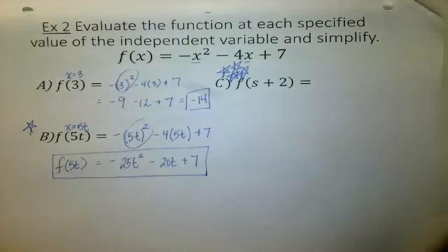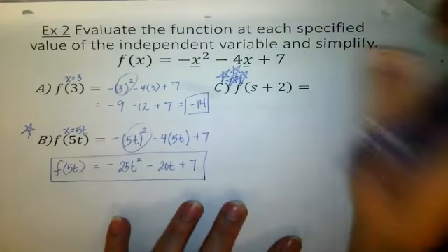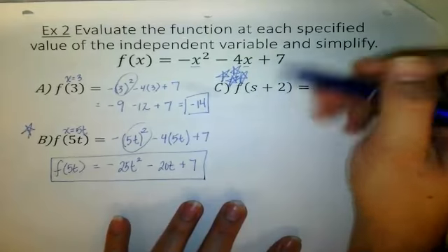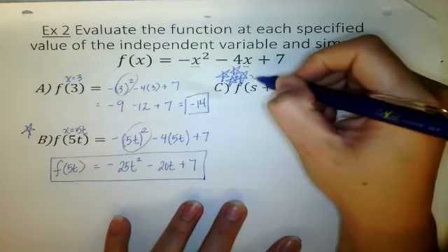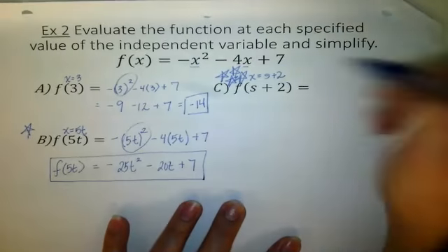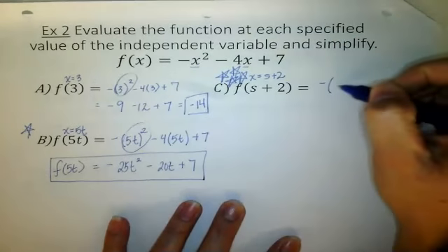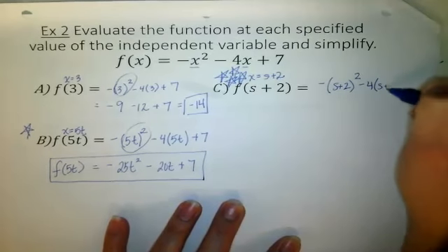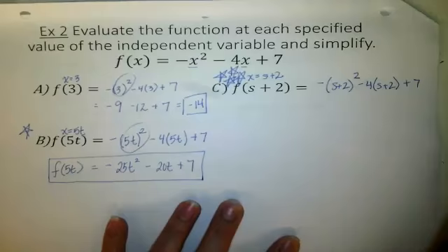All right. Last and certainly not least, what is this telling me to do? Plug in s plus 2 in place of the x. So again, in place of the x, we have an s plus 2. It needs to be squared. Minus 4 times s plus 2, and then plus the 7.